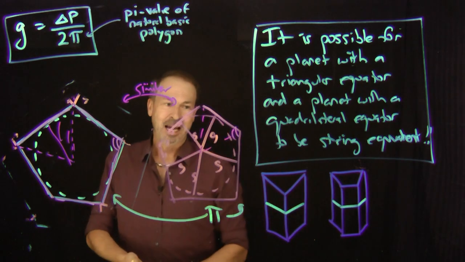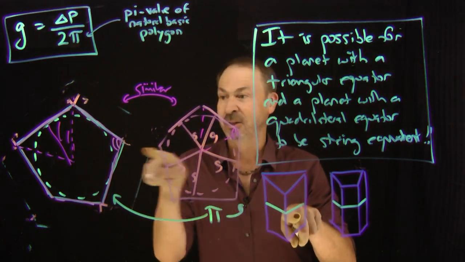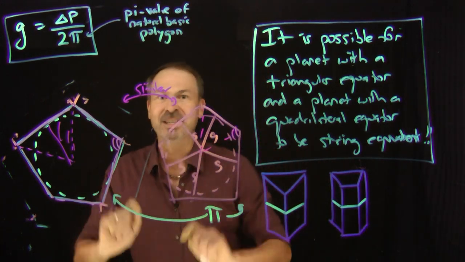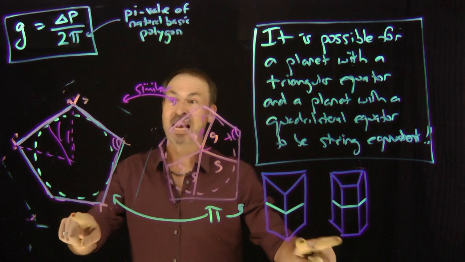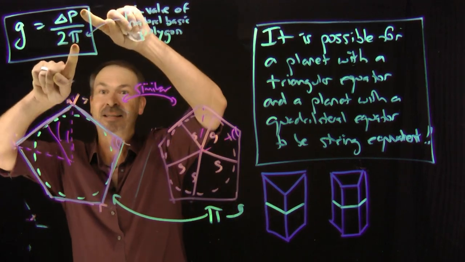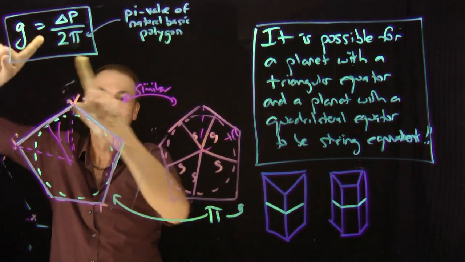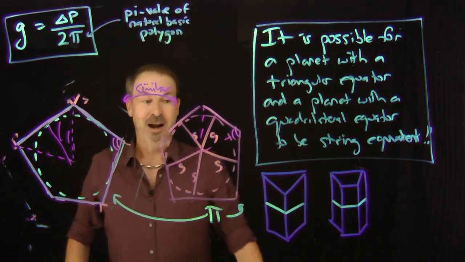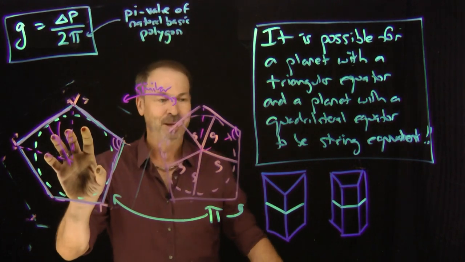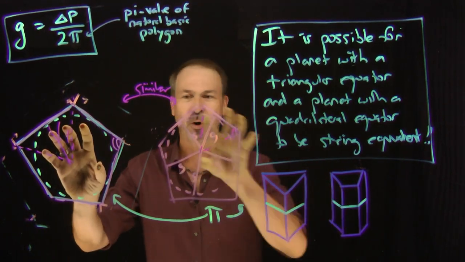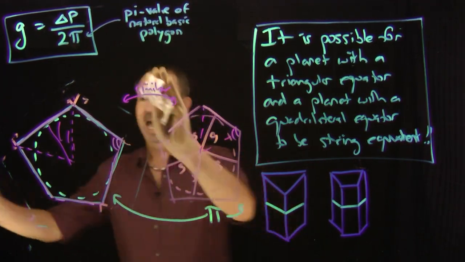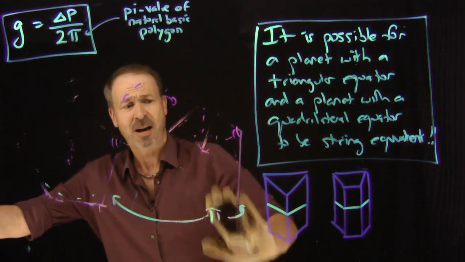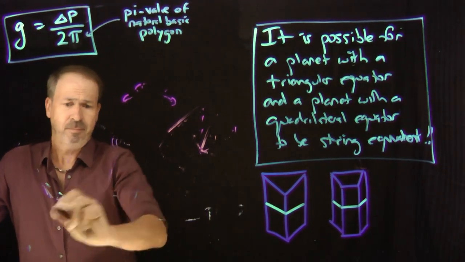What I'm going to do is create a triangular shape that circumscribes a circle and a quadrilateral shape that circumscribes a circle that have the same pi values. If they have the same pi values, then I know if I use the same excess string, I'll get the same gap size, in which case they are string equivalent planets. So I'm going to have a triangle that circumscribes a circle and a quadrilateral that also circumscribes a circle. How could I get them to have the same pi value? Here goes. Let me draw this. I need more space.